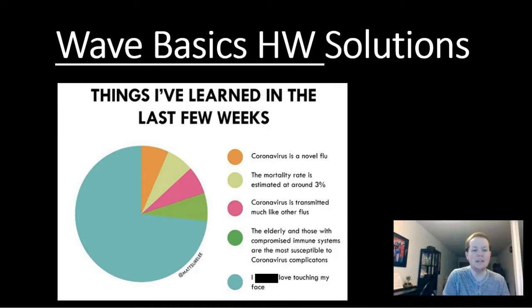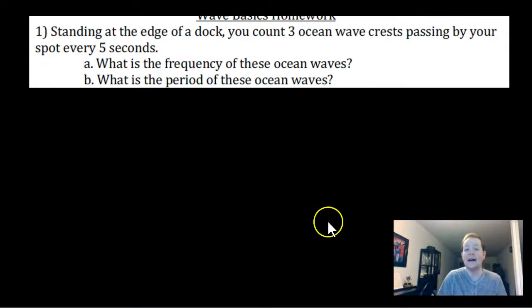But let's just jump into these problems. We're going to go one at a time. Okay, problem 1. It says you're standing at the edge of the dock. Imagine you go to, I don't know, Half Moon Bay or something, and you're on the dock and you're just watching water waves pass by. And I don't know why you would necessarily do this, but in a span of 5 seconds, you count 3 ocean waves pass you by.